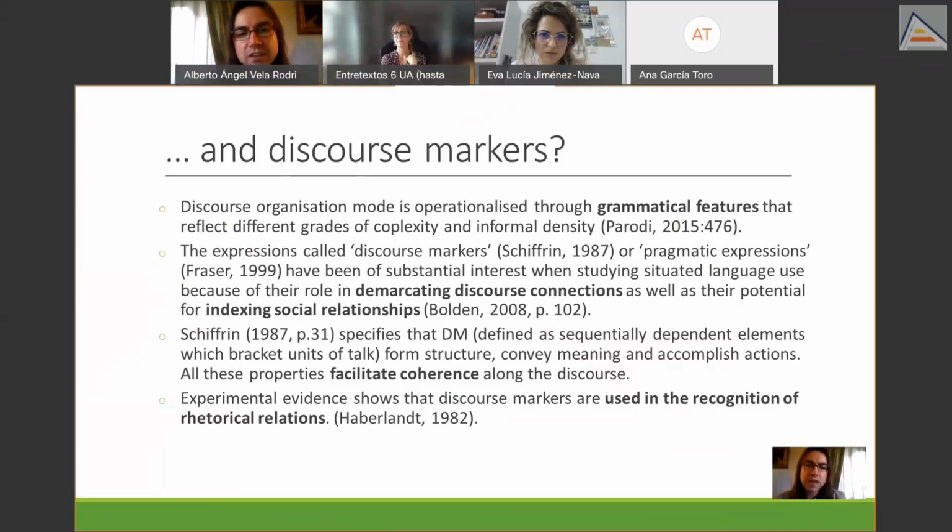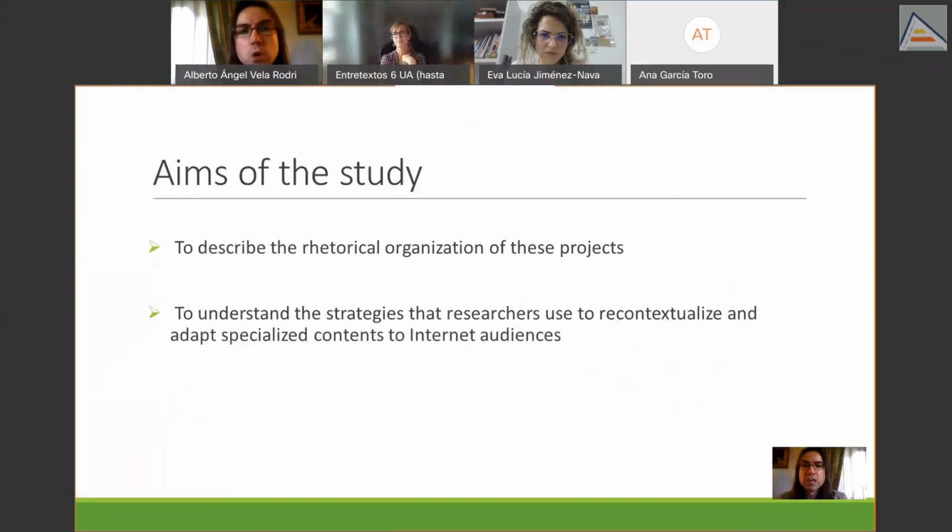Experimental evidence shows that discourse markers are also used in the recognition of rhetorical relations nowadays. So this is one of the aims of our study, to describe the rhetorical organization of the projects, but also to understand the strategies that researchers use in this kind of genre to recontextualize and adapt specialized content, which was normally in traditional abstracts, to internet audiences.